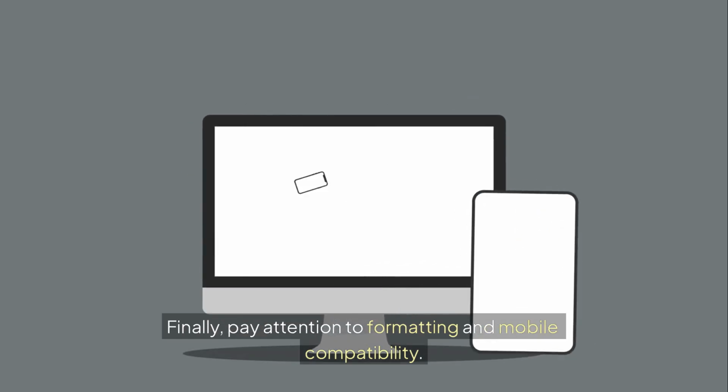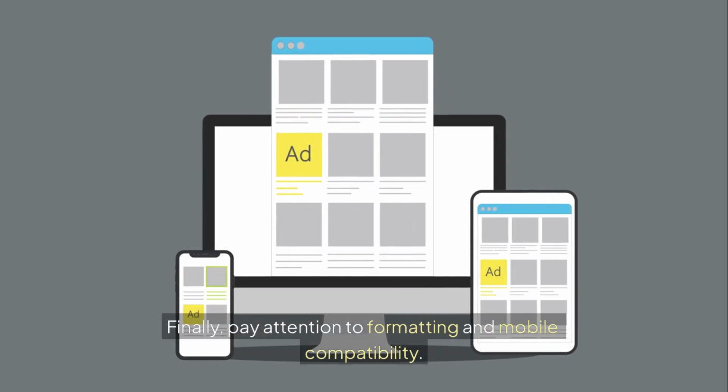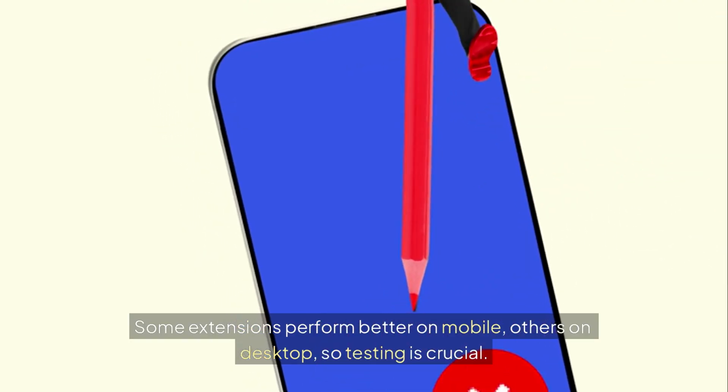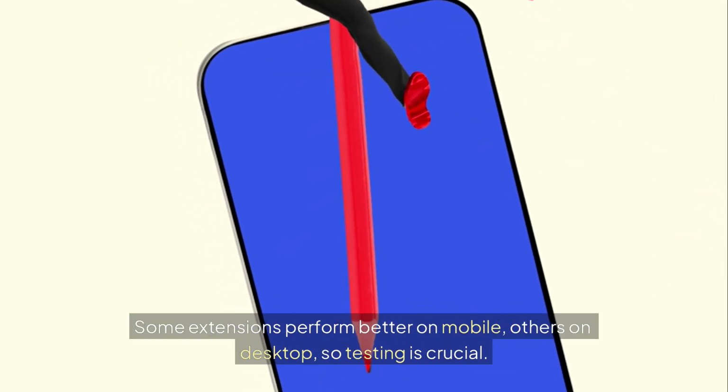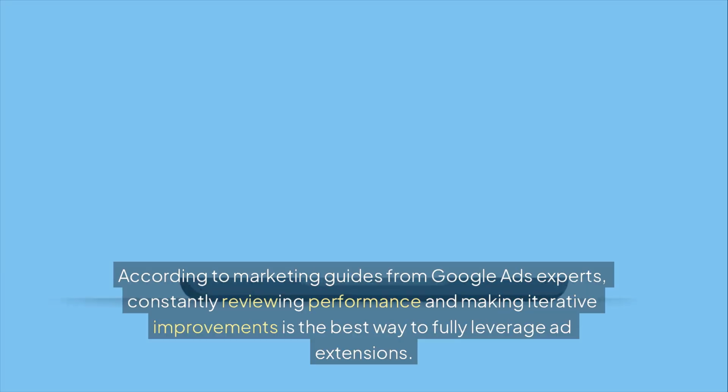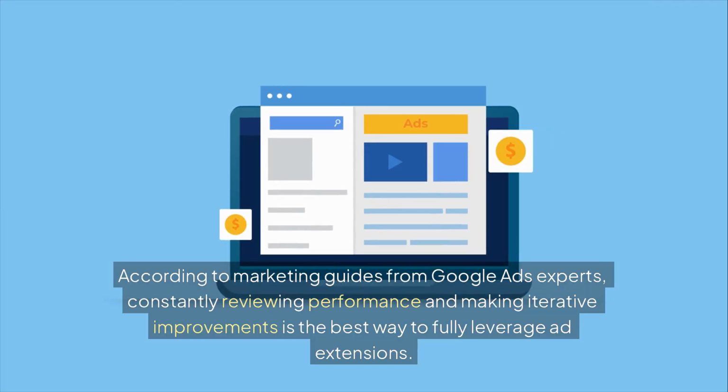Finally, pay attention to formatting and mobile compatibility. Some extensions perform better on mobile, others on desktop, so testing is crucial. According to marketing guides from Google Ads experts, constantly reviewing performance and making iterative improvements is the best way to fully leverage ad extensions.